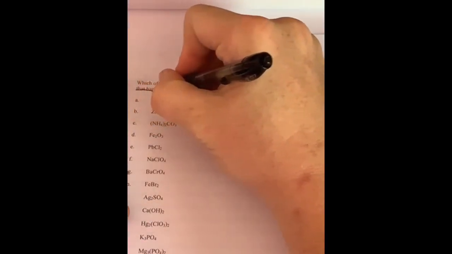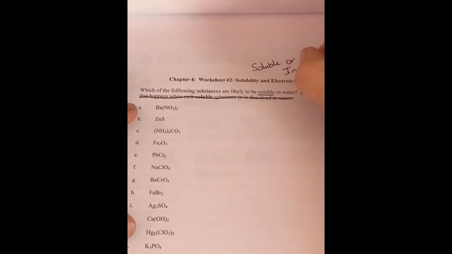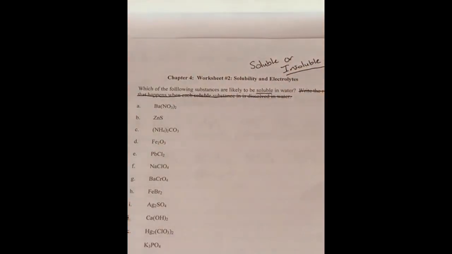If something dissolves in water, I don't want you to worry about the second part. I don't want you to worry about writing the reaction right now. We'll do that next time. All I want you to do for right now is tell me, is it soluble or insoluble? That is your homework, and this will be due on Sunday because today is Wednesday.